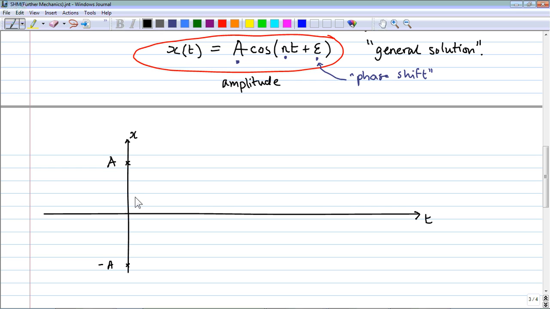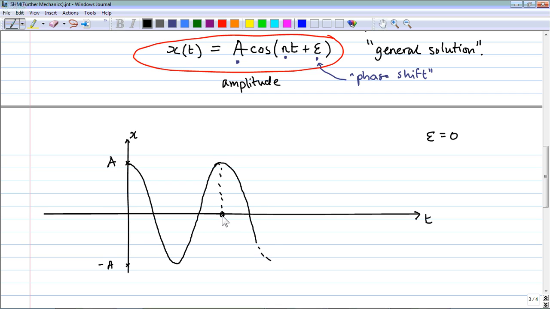And on the other hand, here we have cosine of nt plus epsilon. Now let's suppose, for simplicity, that epsilon is 0. Then what are we going to get? We're going to get a cosine wave starting here, going down to the negative, and then coming back up, and so on and so on. I won't draw too many. Dot dot dot. That's going to continue forever.